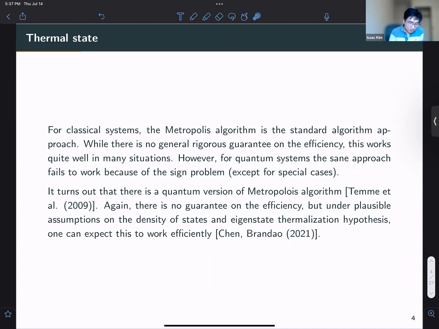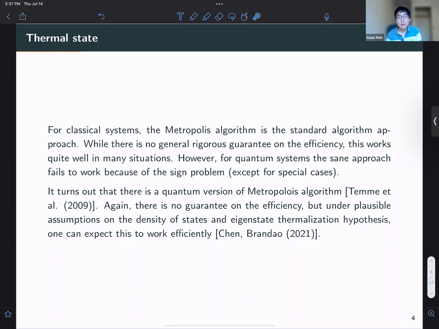Another side note is that for classical systems, there is nevertheless a pretty practical algorithm that works fairly well in most cases, and this is known as the Metropolis algorithm. Generally speaking, there's no rigorous guarantee on the efficiency. If you have a model and you come up with some Metropolis algorithm to solve it, it's not easy to guarantee that you will converge to the right answer in polynomial time. But it works well in practice.